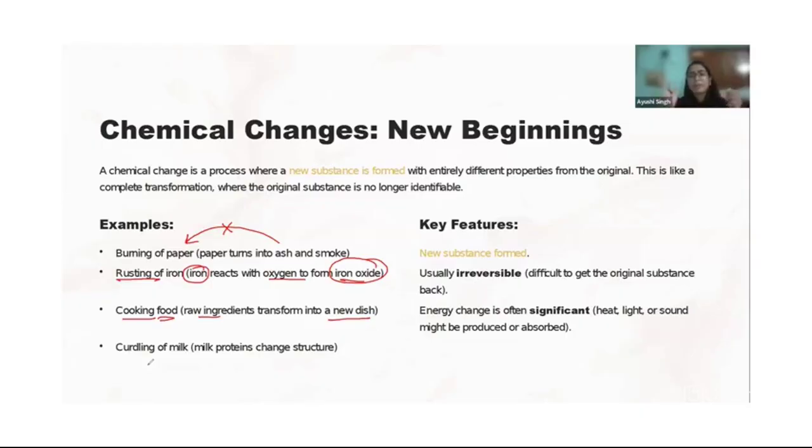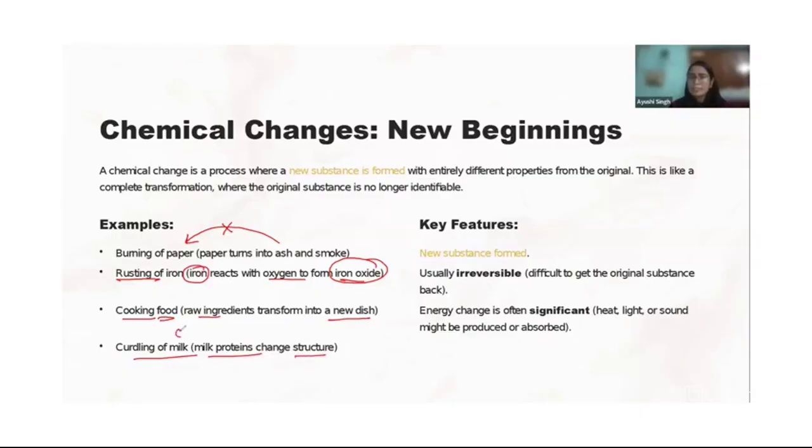Just to give you a hint, wherever the temperature or the heat is involved, that is mostly going to be a chemical change. You can recall it like that. Curdling of milk: milk proteins change structure.